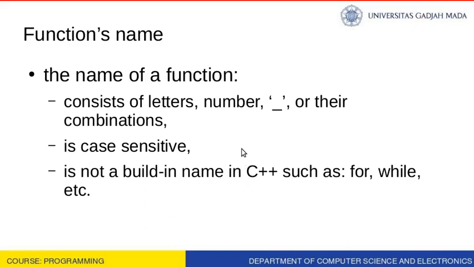So let us start by discussing the name of function. The name of a function should consist of letters, numbers, and underscore, or their combination. The only special character that is allowed in the name of a function is the underscore. And the name of the function is case sensitive. Of course, this is the rule of C++. And it must not be a built-in name in C++ such as for, while, and so on.